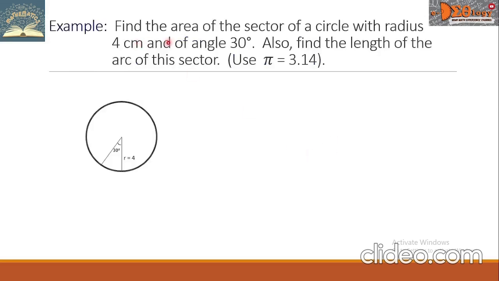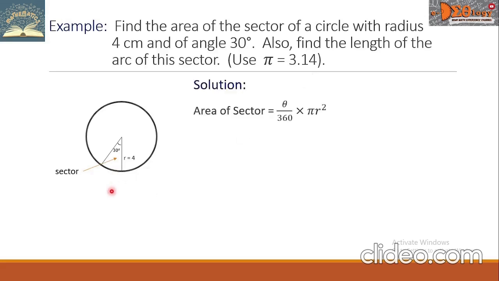Example, find the area of the sector of a circle with radius 4 cm and of angle 30 degrees. Also, find the length of the arc of this sector. Use pi equals 3.14. We have this figure. We are looking for the sector.